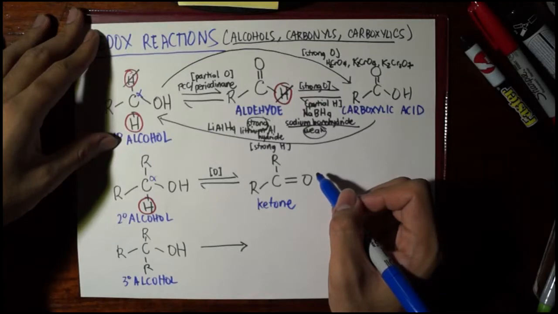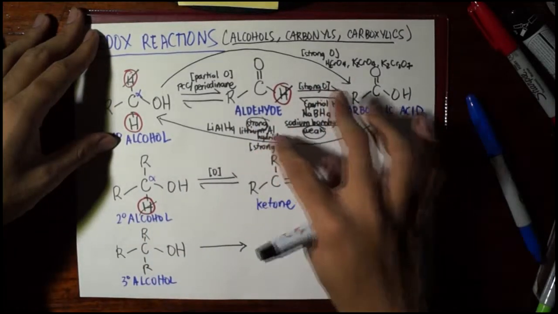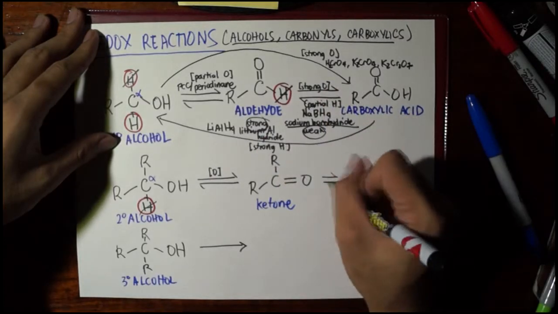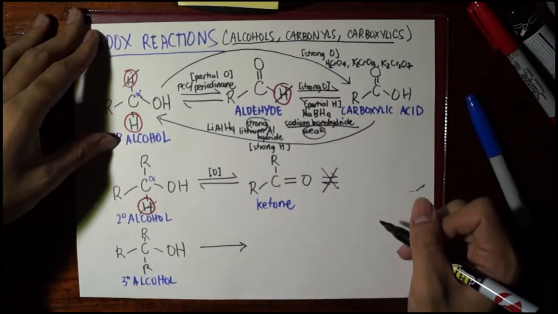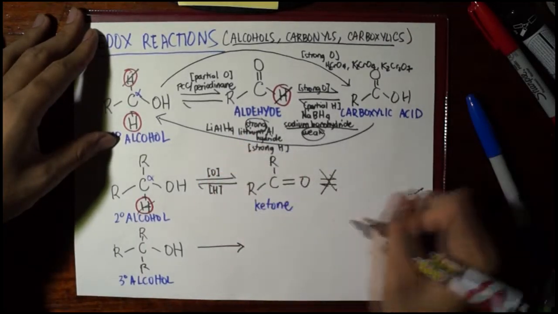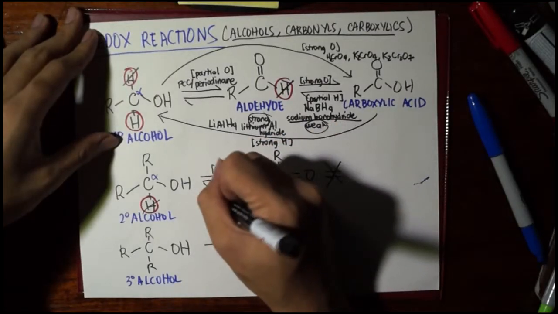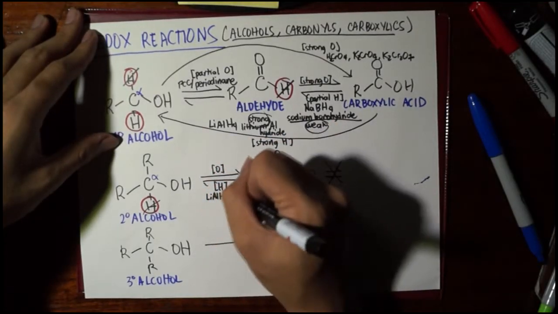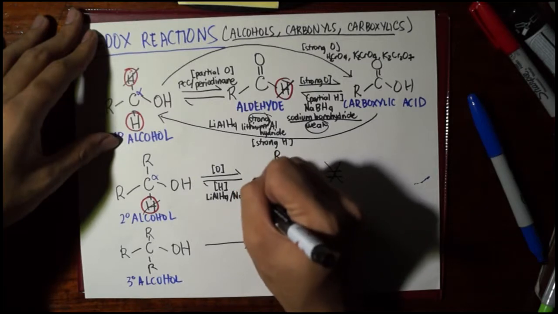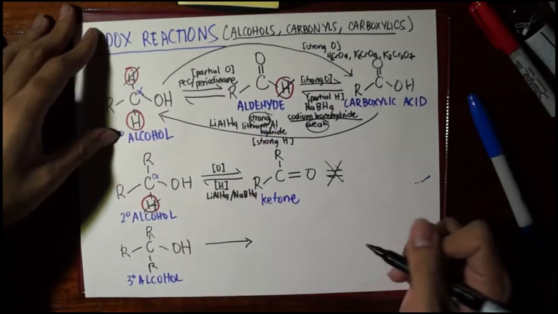Now you stop there. Why? Because you don't have any more hydrogens to oxidize. That's why you cannot oxidize this further. The only thing you could do with this is to reduce it. Doesn't matter if it's going to be a strong or a weak reducing agent. Whether you use lithium aluminum hydride or sodium borohydride, you will always come back from a ketone with a secondary alcohol.